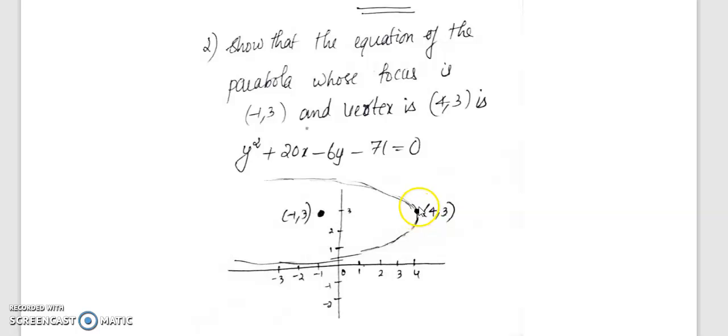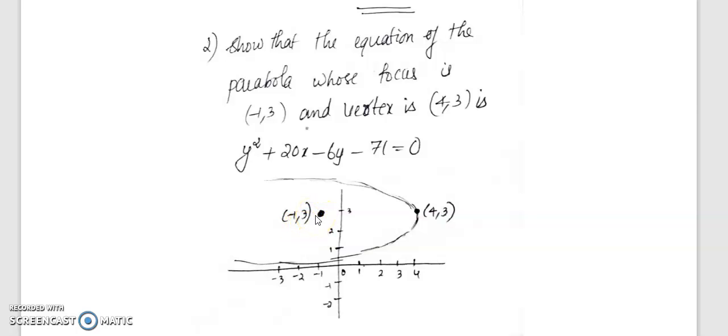So the vertex is (4, 3) and focus is (minus 1, 3). So this is the axis of the parabola. The axis of the parabola is y equal to 3. Okay, so it is parallel to the x-axis. So if the vertex is here and the focus is this point, your parabola must open towards the left, because the focus will be inside the parabola. So this is the shape of your parabola.